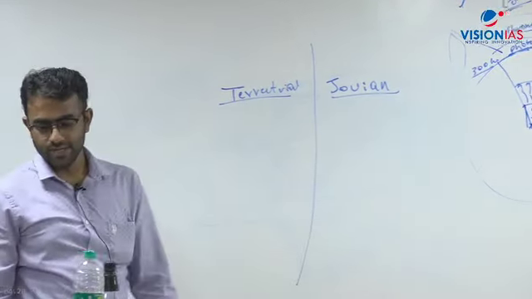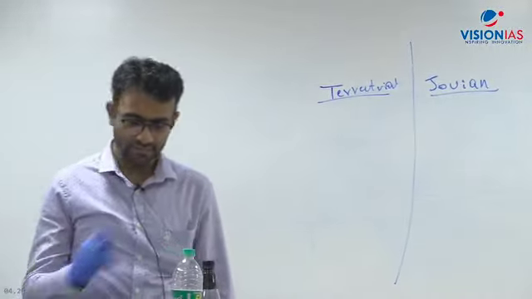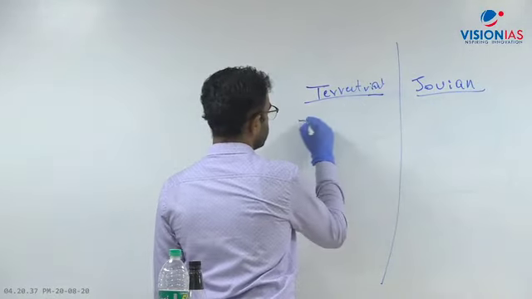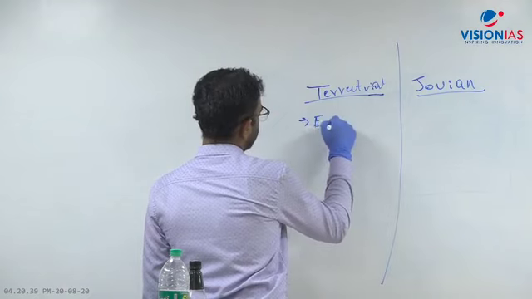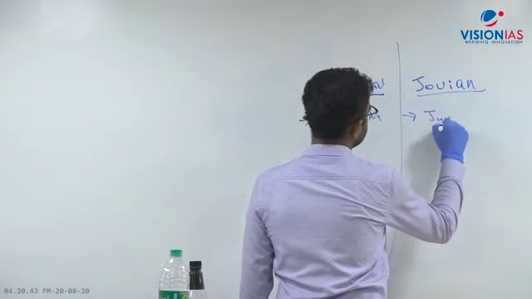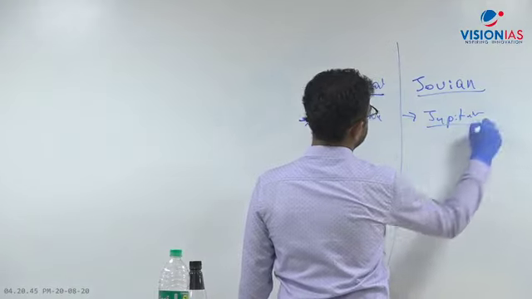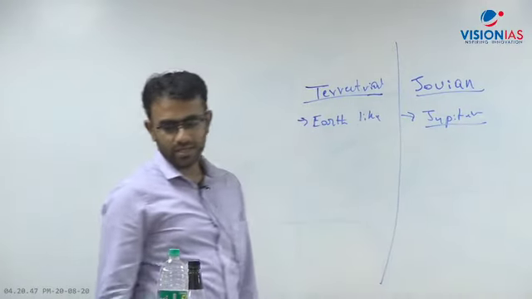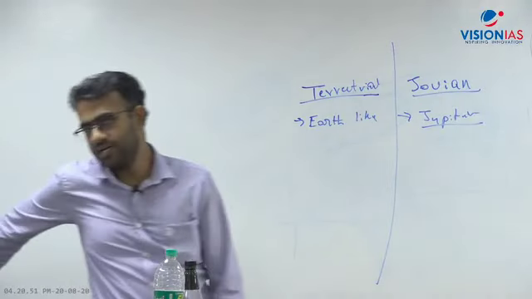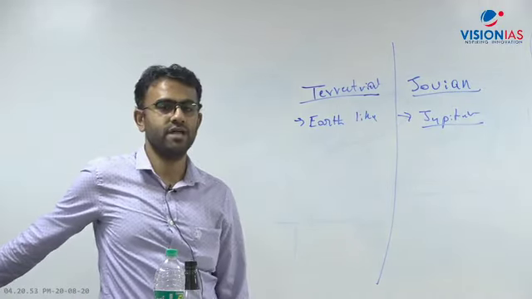What is the difference between terrestrial planets and Jovian planets? You can see the name terrestrial planets means Earth-like. Jovian means Jupiter-like. Earth-like, Jupiter-like. That is the reason for the names terrestrial and Jovian.